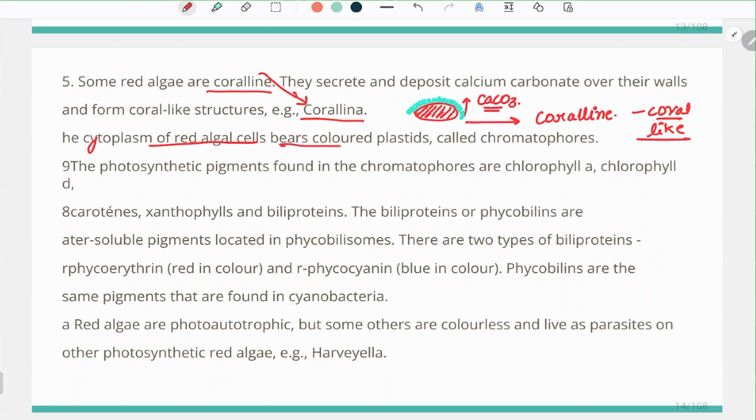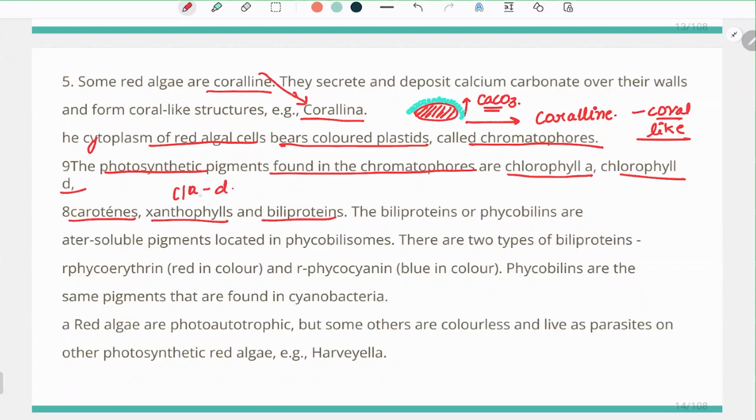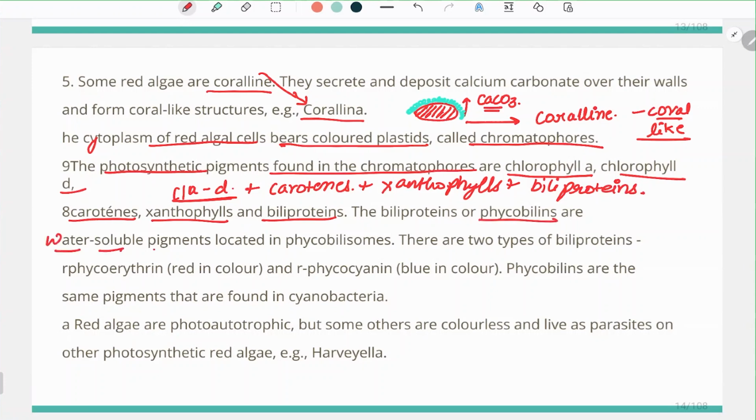The cytoplasm of red algae bears colored plastids called chromatophores. The photosynthetic pigments found in the chromatophores are chlorophyll A, chlorophyll D, carotenes, xanthophylls, and biliverdins. We have seen that chlorophyll A and D are present with carotenes, xanthophylls, and biliverdins. The biliverdins or phycobilins are water-soluble pigments located in phycobilisomes. There are two types of biliverdins: R-phycoerythrin, which is red in color, and R-phycocyanin, which is blue in color.